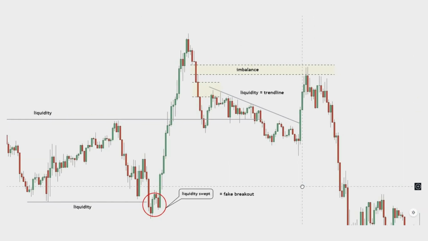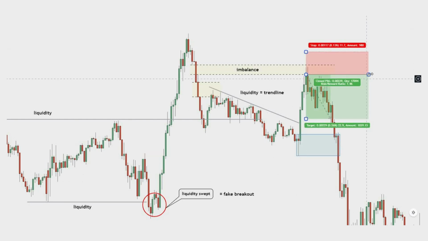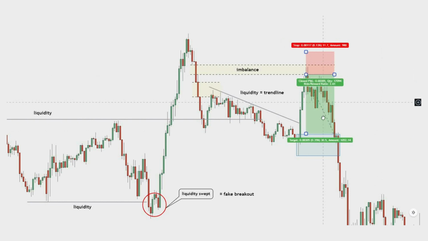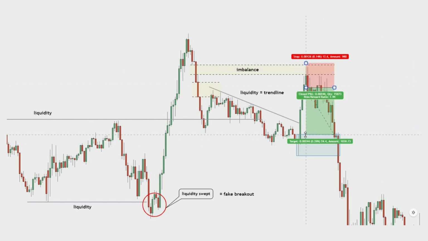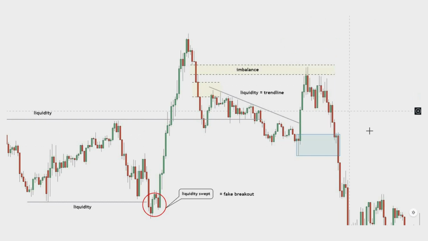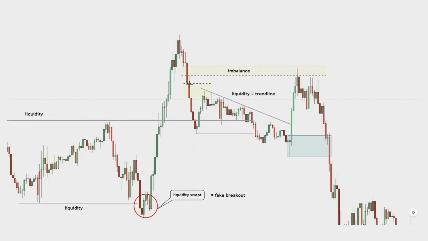zone below it. We can put a limit entry, which is risky but high reward, or wait for candle rejection, with less reward than the first one. It's your choice, both have pros and cons.